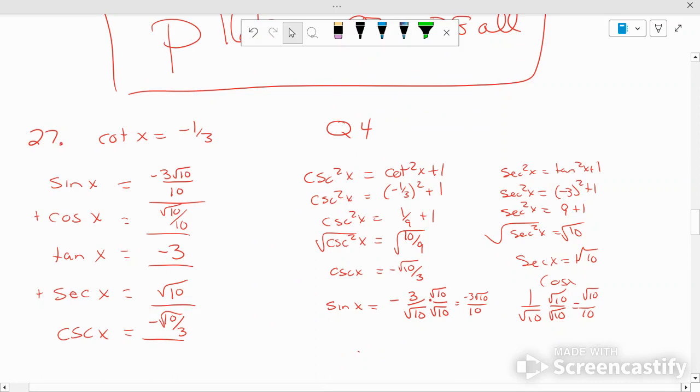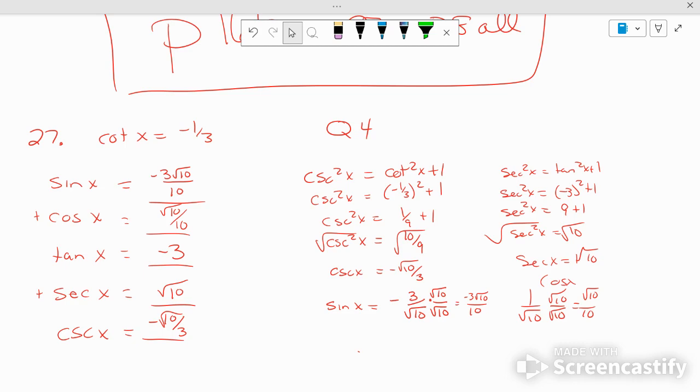Ella, be nice. Right. So if the cotangent of x equals negative one third, I use cosecant squared equals cotangent squared of x plus one. Negative one third squared is 1/9. 1/9 plus one is 10/9. The square root of each side is the square root of 10/9, which is the square root of 10 over 3. And since we are in quadrant number 4, cosecant is negative. So cosecant is negative square root of 10 over 3.